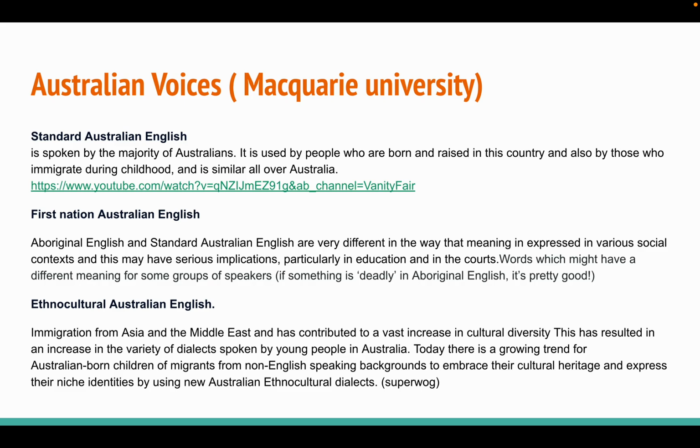The second variety of English is First Nation or Aboriginal English. Like we mentioned before, there have been Aboriginals living in Australia for a long time, and they have their own language and their own customs. So when they speak English, they also have their own accent or dialect, and some different vocabulary. We've taken the example "deadly". In Aboriginal English, if they say something's deadly, it means it's very cool or very, very good, where we would think it'd be very dangerous.